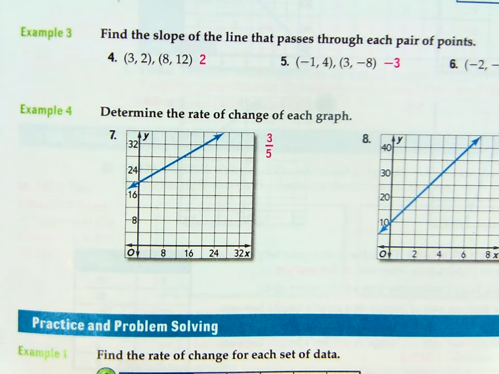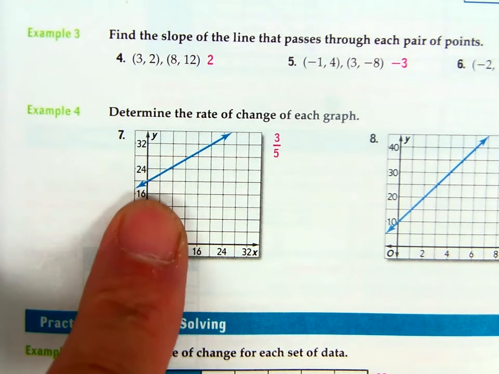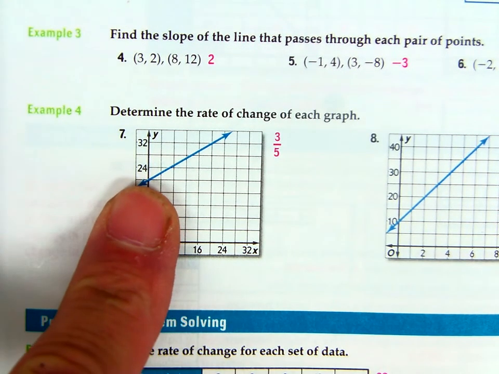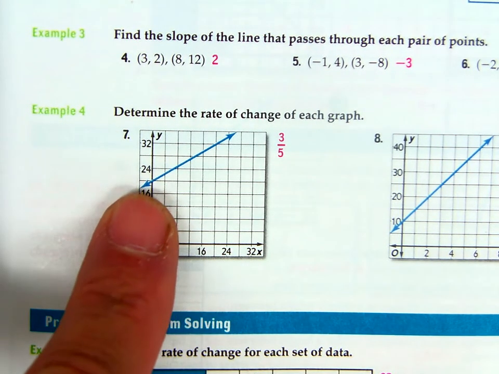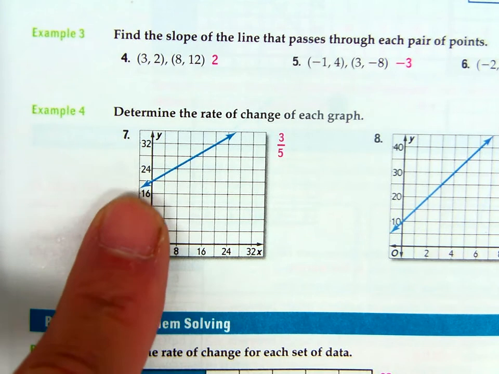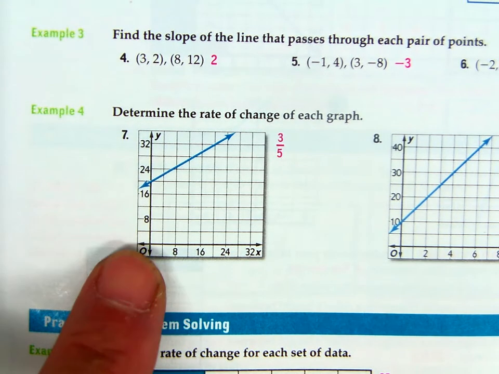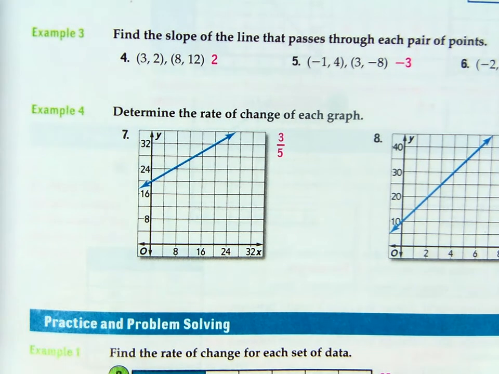Number 7. We have 1 point right here, and then 1 point right here. So this point, halfway between 16 and 24, is 20. So it's the point 0, 20. And the other point right here, right in the corner of that box, is the point 20, 32.